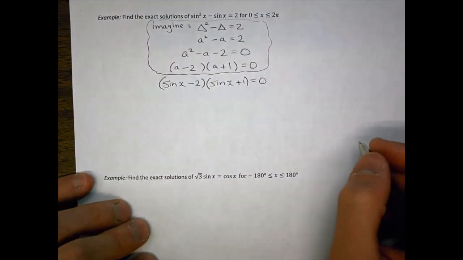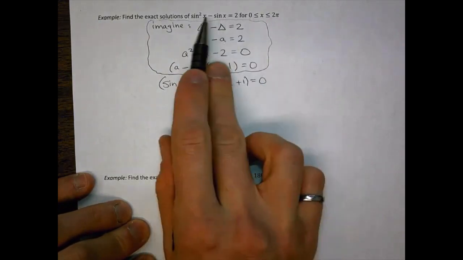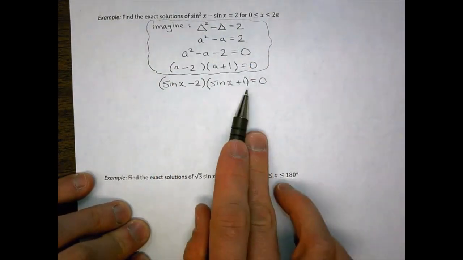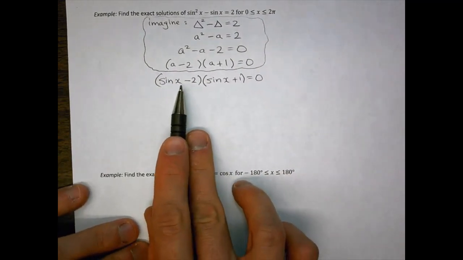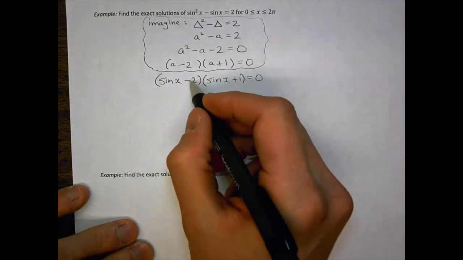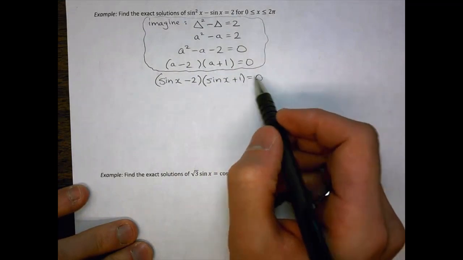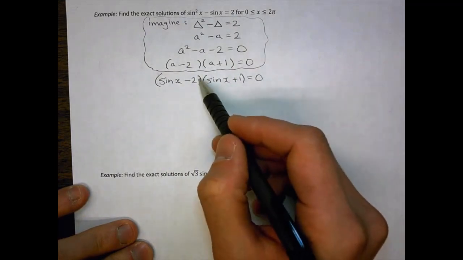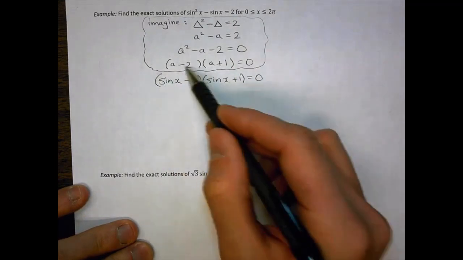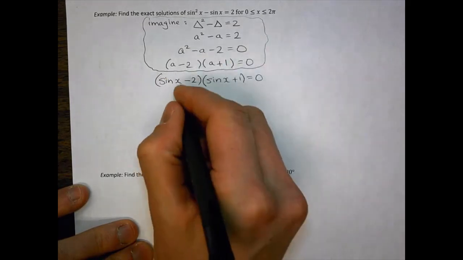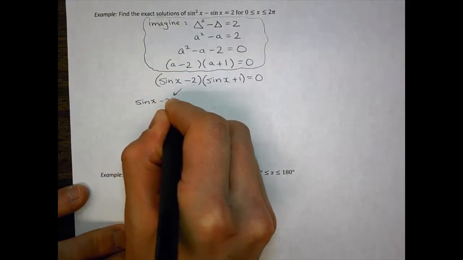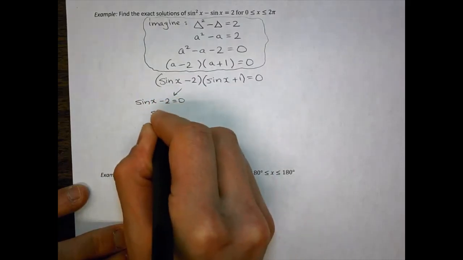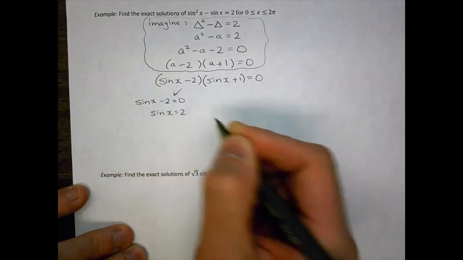Okay, so now we have a quadratic. This quadratic, I basically factored it and I got this expression, but I'm not done. Remember, I need to know what x makes this true. Now, because when we do a quadratic, we factor it, basically this statement is true if this is equal to 0 or this is equal to 0. So in this case, sine x minus 2 is equal to 0, or sine x is equal to 2.